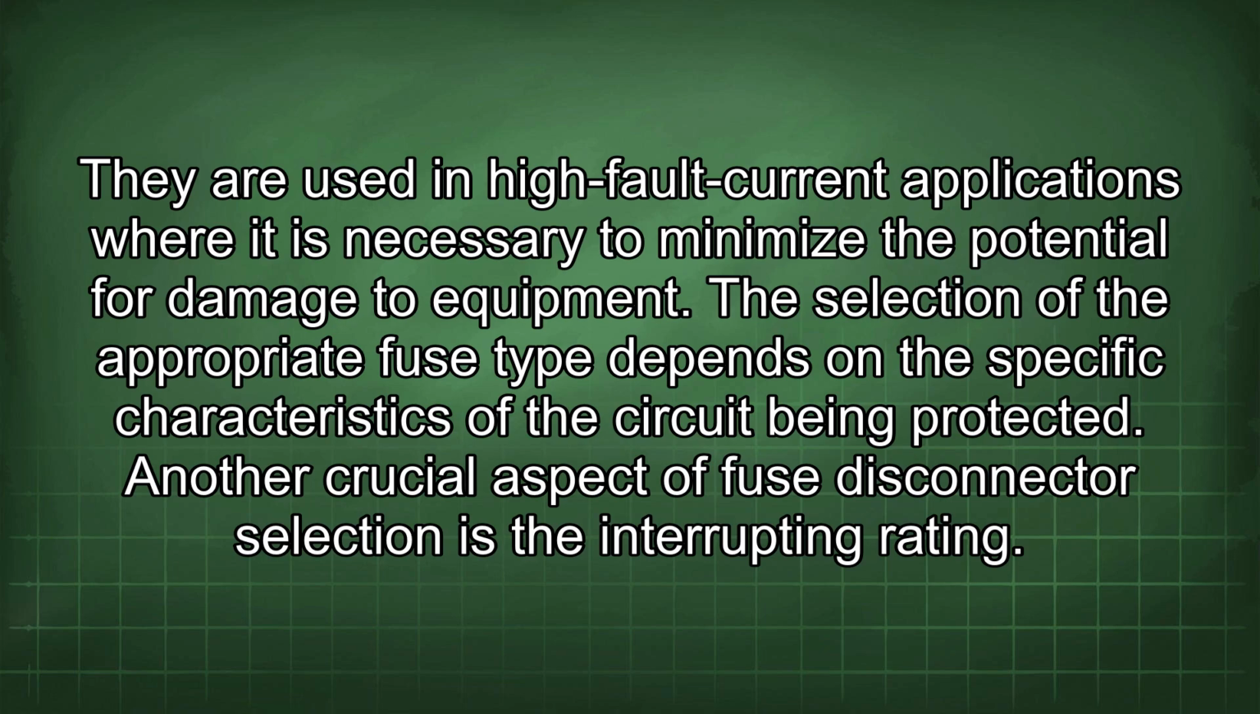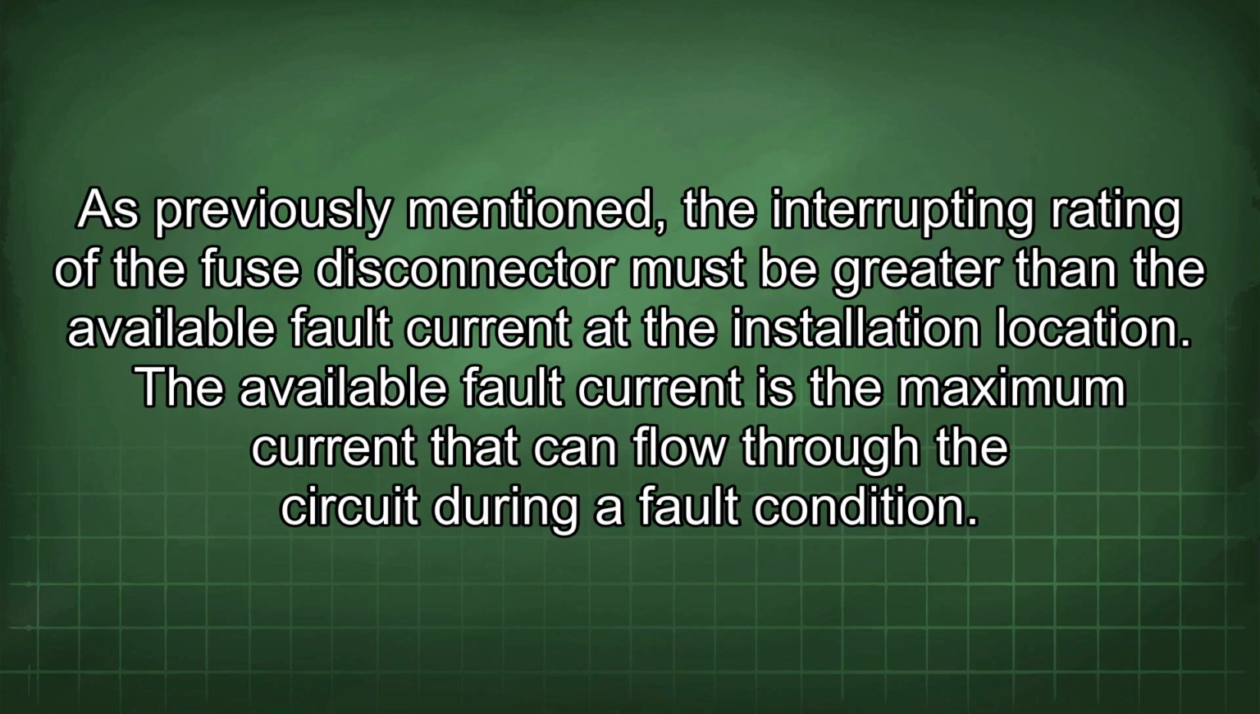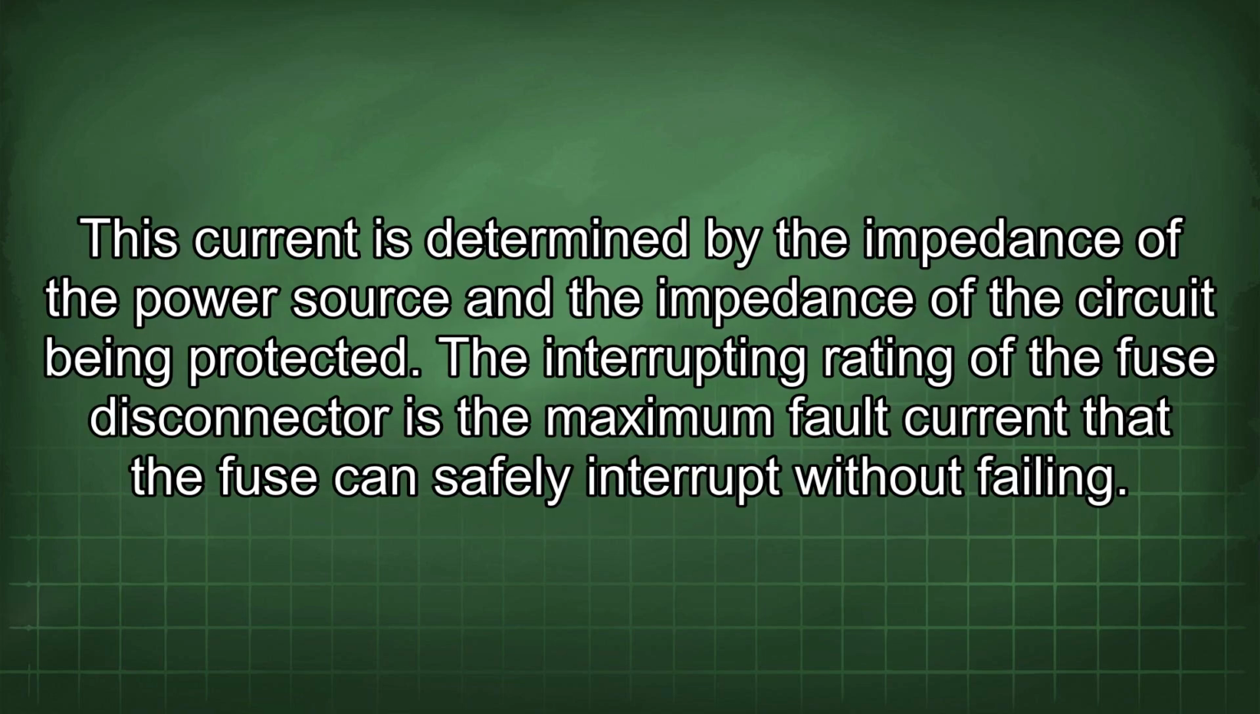The selection of the appropriate fuse type depends on the specific characteristics of the circuit being protected. Another crucial aspect of fuse disconnector selection is the interrupting rating. As previously mentioned, the interrupting rating of the fuse disconnector must be greater than the available fault current at the installation location. The available fault current is the maximum current that can flow through the circuit during a fault condition.